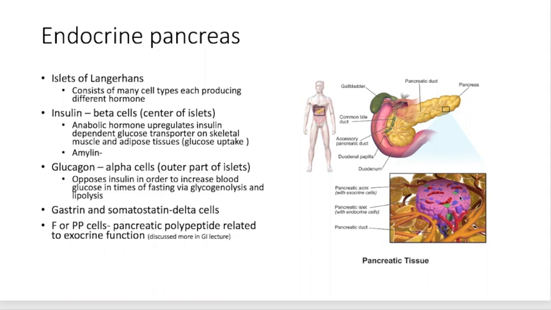So the beta cells are in the center of the islets, and then the glucagon, the alpha cells, are on the outside.